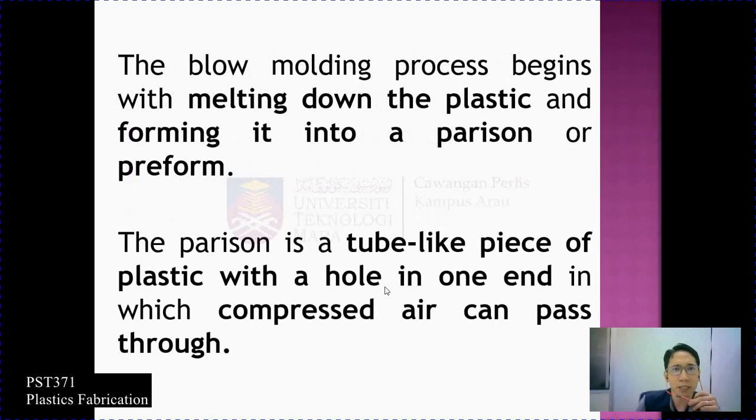Okay, the blow molding process begins with melting down the plastic and forming it into a parison or preform. Basically, most processes of manufacturing a plastic material involve melting down your plastic material. In terms of the molten plastic, for a blow molding process, you either need to produce a parison or preform. What is a parison? A parison is a tube-like piece of plastic with a hole in one end and in which compressed air can pass through. Whereas the preform is a free-falling, what we call extruded part.